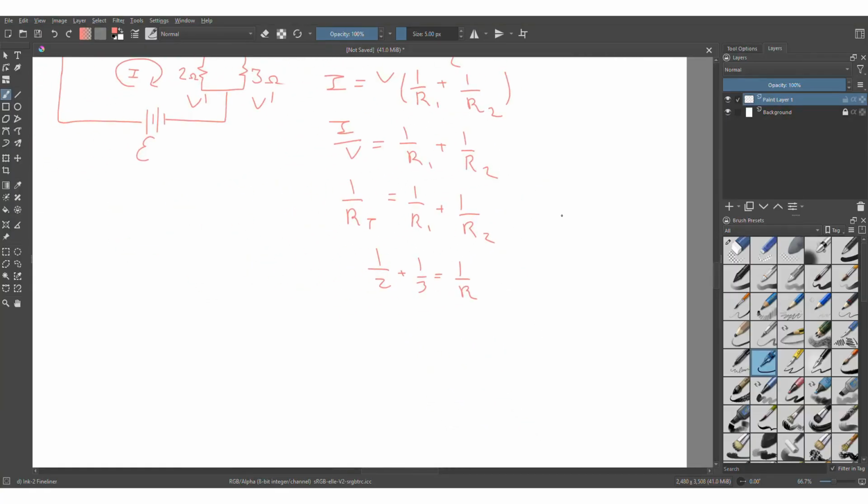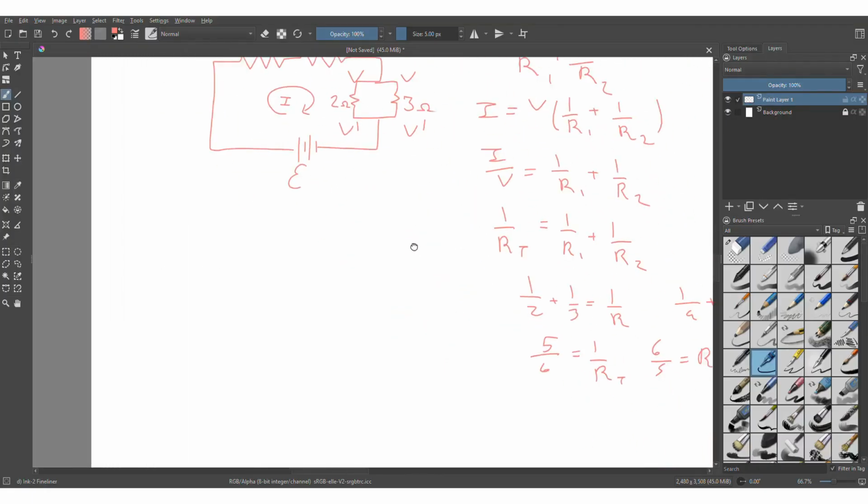And then one way we could solve for this is if you know the trick 1 over A plus 1 over B. I know pre-meds love to memorize, so I'll give you a quick trick right here: B over B plus A over A. You can use this formula to solve to be 5/6 equals 1 over RT. And then that means 6/5 equals R for that certain set of resistors right here.